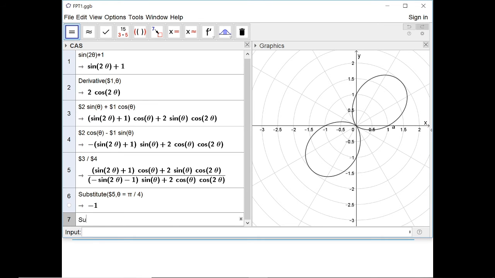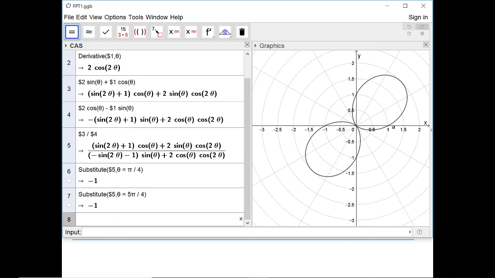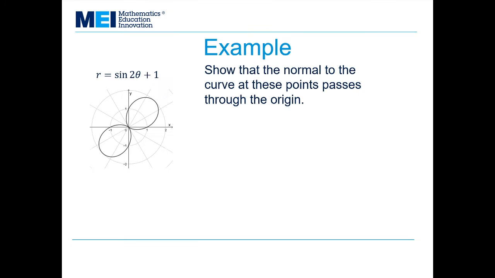And I can also substitute into equation 5 the value theta equals 5 times pi divided by 4, and that's also given me -1, which is what I would expect looking at the graph, because the gradient here and the gradient here looks as though they're parallel.